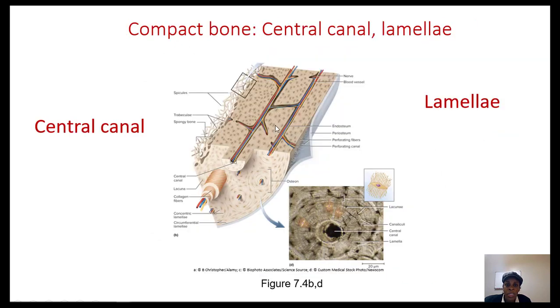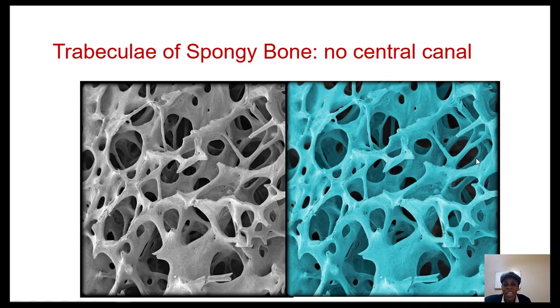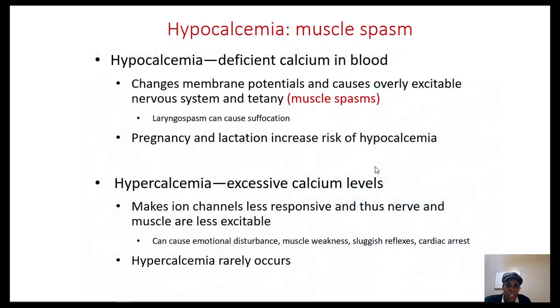The compact bone schema you see here, you have a central canal in the middle and the lamellae, which are just the walls that build up the bone. The central canal is in the middle of the osteon of the compact bone. But this is the spongy bone. Spongy bone does not have a central canal. It has trabeculae, just branches.